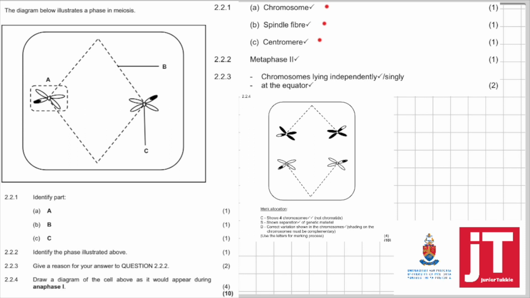2.2.2. Identify the phase illustrated above. Can you see there are 2 single chromosomes at the equator? So of course, that's in the equator, in the middle, so it's metaphase, and there's single chromosomes, metaphase 2. Give a reason for your answer. We said chromosomes lie singly at the equator.